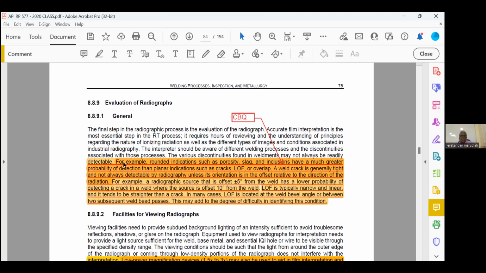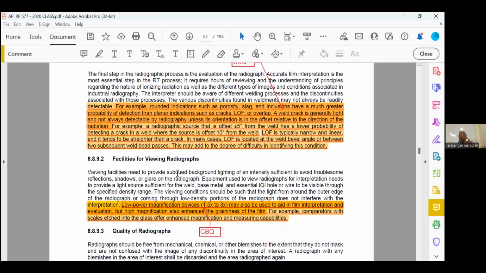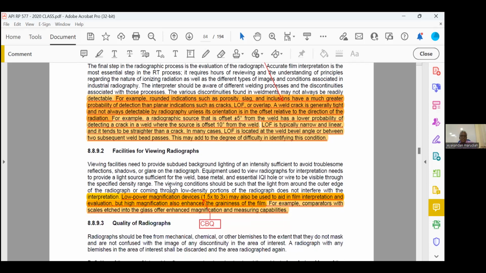So highlight this one. For example, rounded indications such as porosity, slag, and inclusion have a much greater probability of detection than planar indications such as cracks, lack of fusion, or overlap. A weld crack is generally tight and not always detectable by radiograph. That is closed book. Then how much magnification should you use during interpretation? Highlight this one. Low power magnifying devices, 1.5 to 3x, may also be used to aid film interpretation and evaluation, but high magnification enhances the graininess. That is closed book.